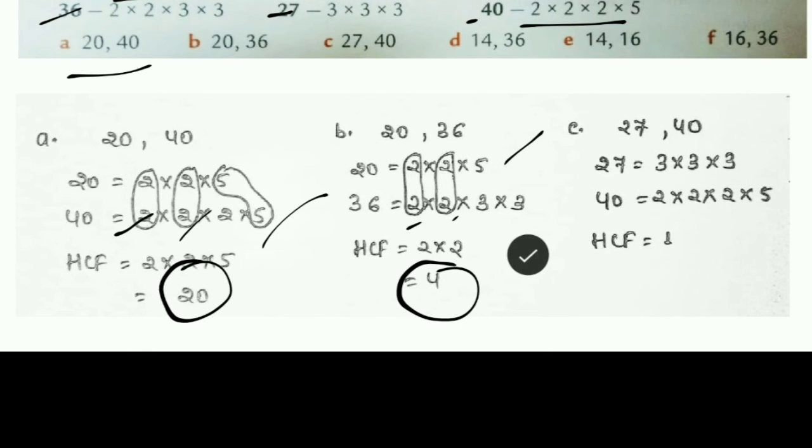Next, 27 and 40. 27 is 3 into 3 into 3 and 40 is 2 into 2 into 2 into 5. So in this one, no number is common. So we will write 1 as the HCF.